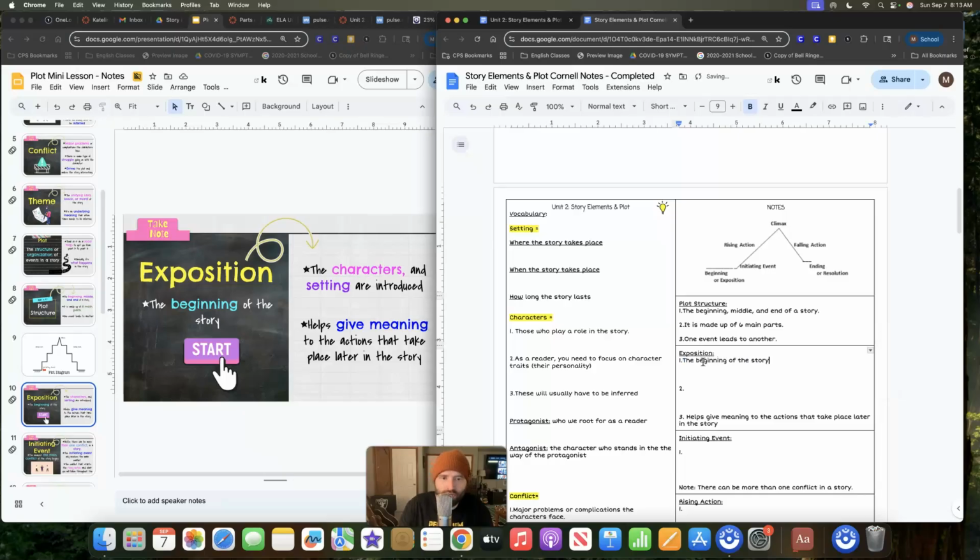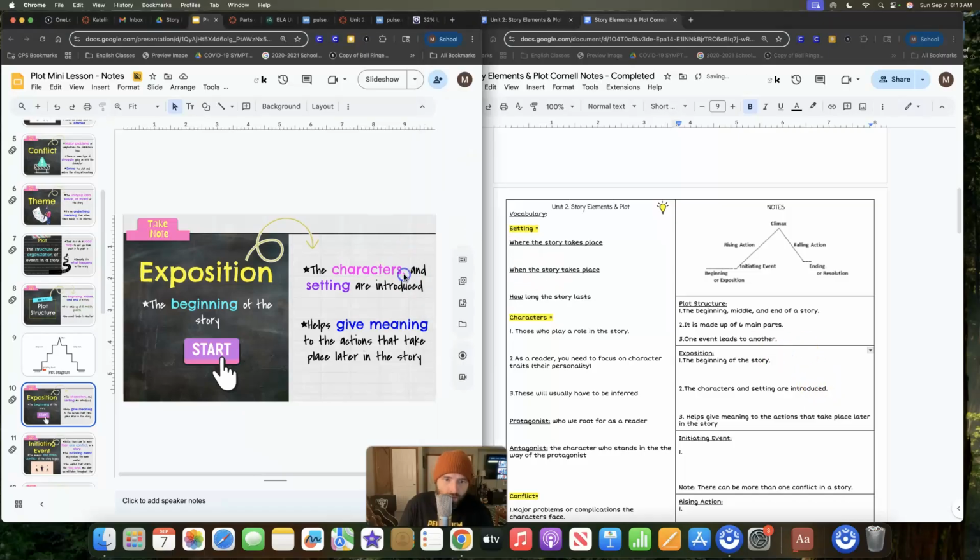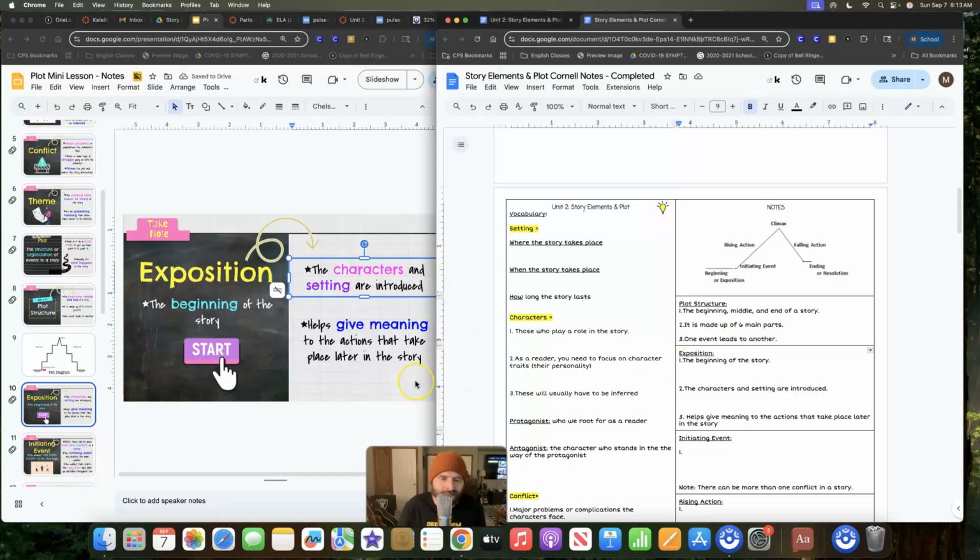And in the exposition, you will see characters, and the characters and setting are introduced. I hate that I have a comma here. I didn't realize it. We shall get rid of that. Now, it helps give meaning to the actions that are going to take place later in the story.